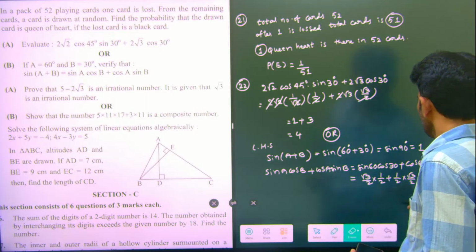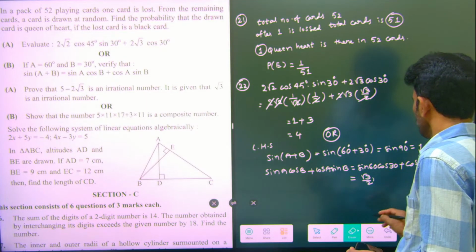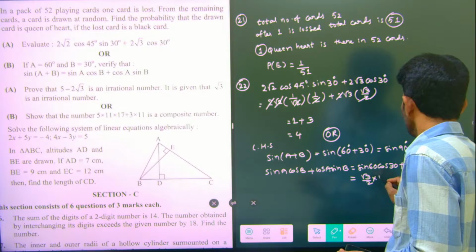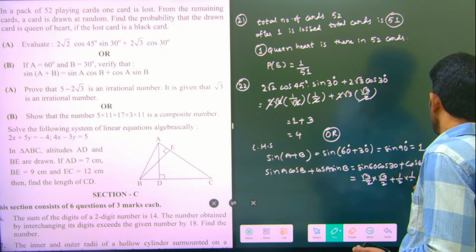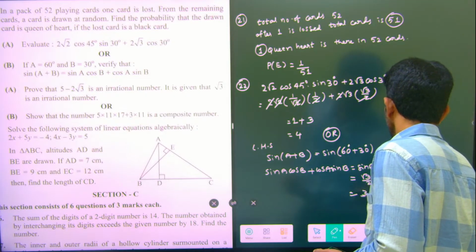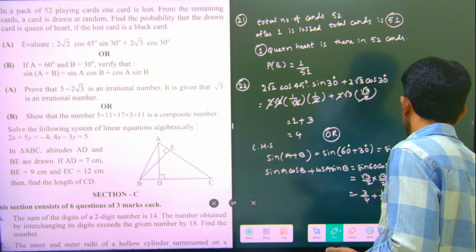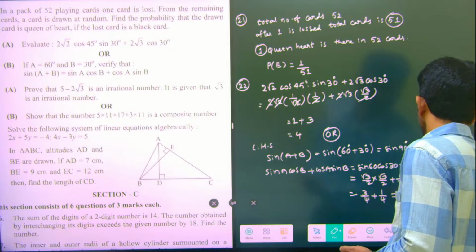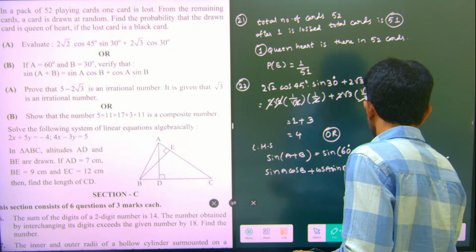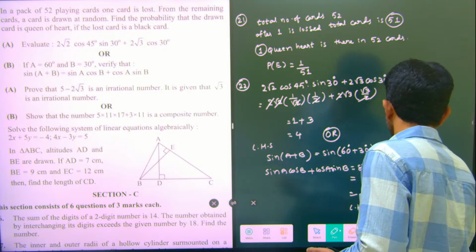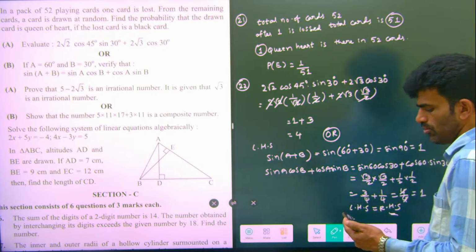No, no, I did wrong. Root 3 by 2 into root 3 by 2 plus 1 by 2 into 1 by 2. So it is 3 by 4 plus 1 by 4, which is 4 by 4. 4 by 4 is 1. So LHS is equal to RHS, hence verified. Hope you understood this.